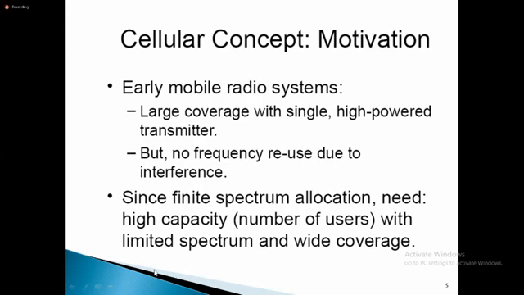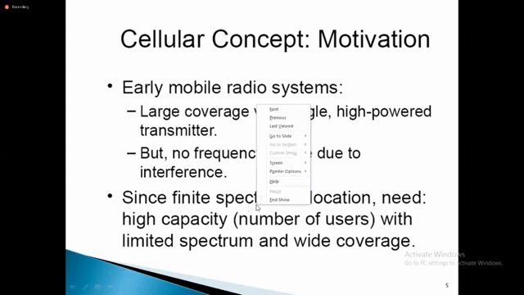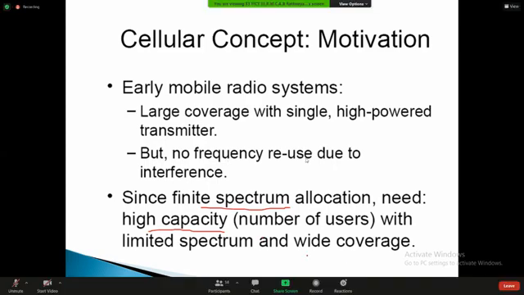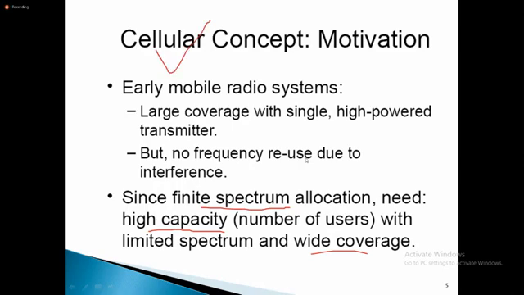And then the last point: since there is a finite spectrum allocation, we need high capacity. Finite spectrum allocation means our spectrum is limited, and we have to accommodate a large number of users. Day by day, the number of users being added to the system grows. So we have to provide services to a large number of users, but with a finite frequency spectrum, and with wide coverage. To address all these issues, the cellular concept gave a solution. That solution came especially from using frequency reuse.